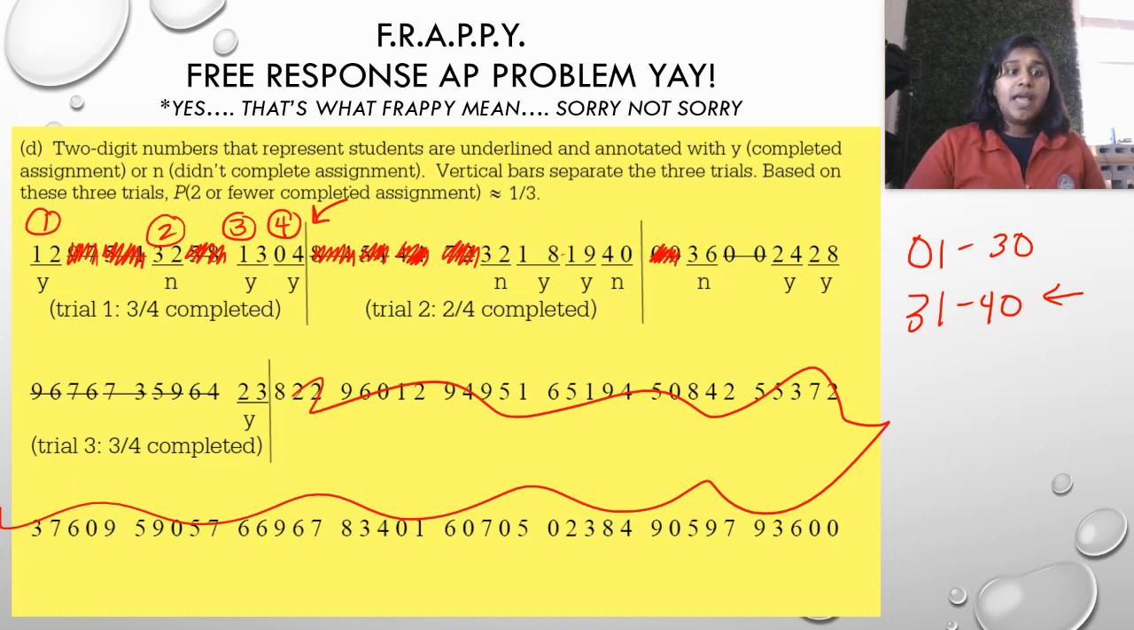So how many completed it in trial 1? 3 out of 4. Trial 2, 2 out of 4. Trial 3, 3 out of 4. Based on these trials, the probability of getting 2 or fewer completed assignments is 1 out of 3. Ta-da!